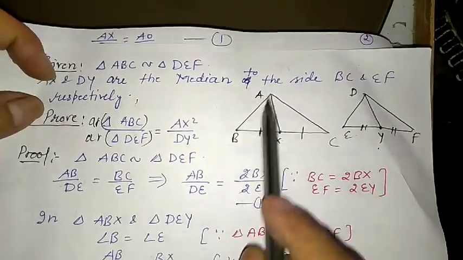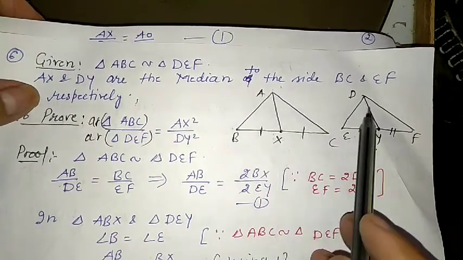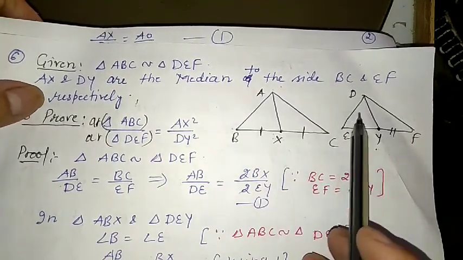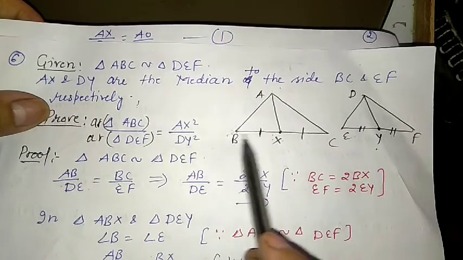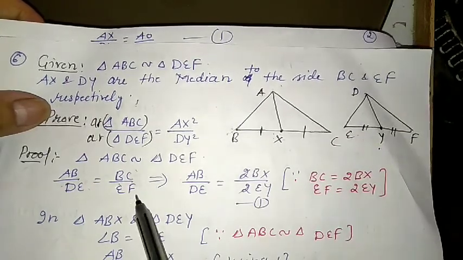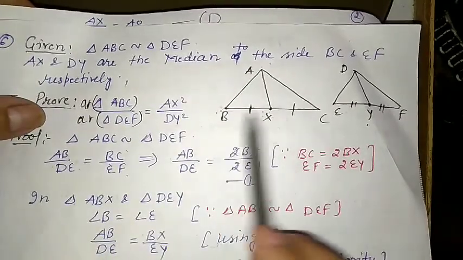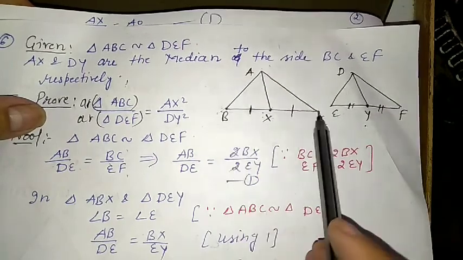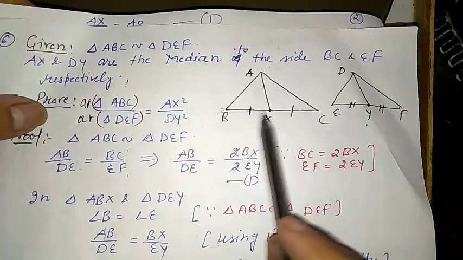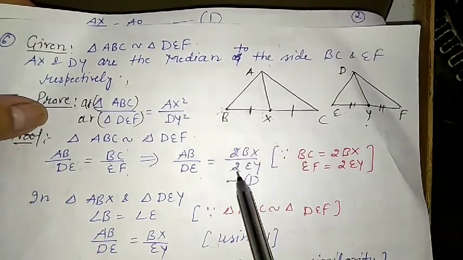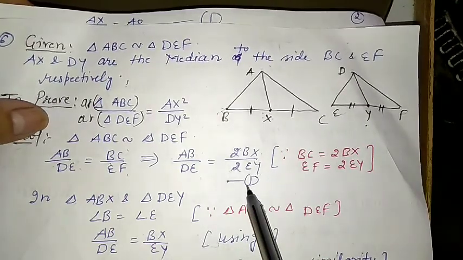So in triangle ABC and triangle DEF, it is given that they are similar. If they are similar, their corresponding sides will be in ratio. So we can write AB upon DE is equal to BC upon EF. But we require the median also. So we will change BC to twice of BX, because X is the midpoint. So AB upon DE as it is, and twice BX upon twice EY. The 2 can be cancelled. So BX upon EY, this is the first equation that we are having.